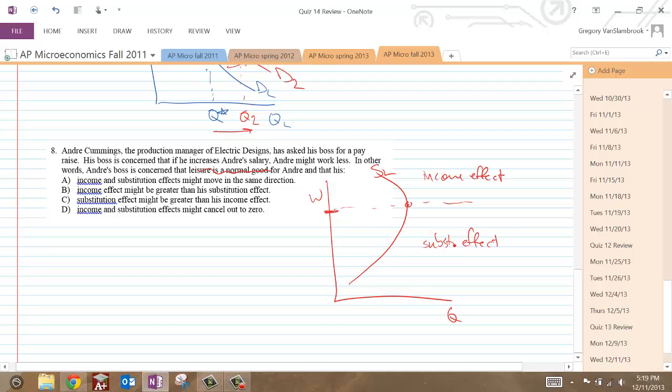That would be the case when you're above this W1 right here. If this is Andre's supply curve for labor, if he increases wage, he'll work a lower quantity of hours. So we're saying that the income effect is what's predominant, and out of these choices, that is what B says. The income effect might be greater than his substitution effect. Remember I said in class that both of these are kind of going on at the same time to some degree, but when it starts bending backwards is when the income effect is greater than the substitution effect.